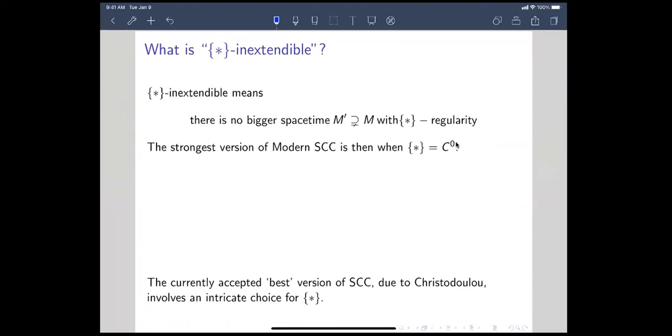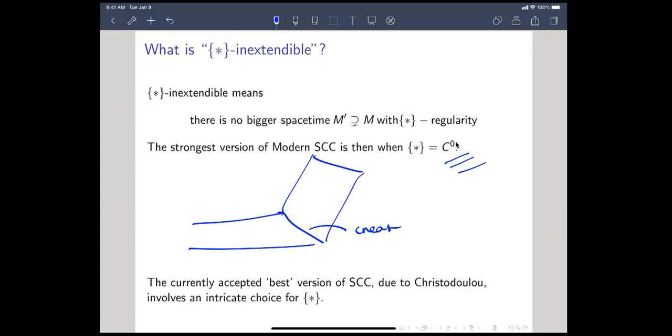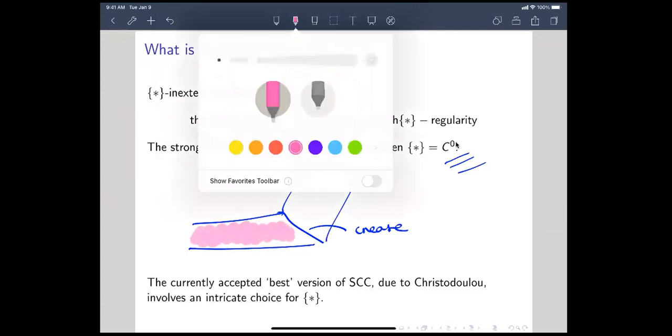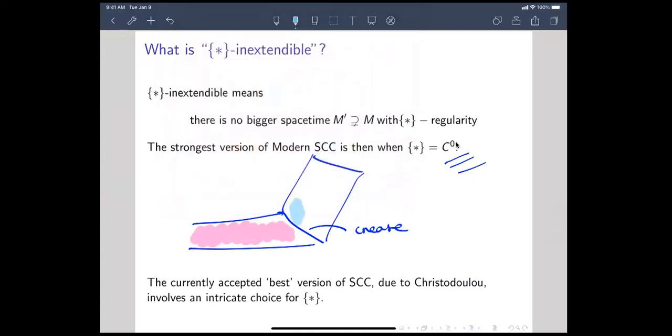So this is my comment about strong cosmic censorship and extendability. If the regularity is allowed to be C0, which is mathematical jargon for continuous, then of course your extensions could be very wild. For the sake of the talk, I'd like to give you a little picture of what I mean by that. If you had a piece of paper and I creased it in the middle, then I can continuously extend this region into that region, but I cannot C1 extend it. So C0 is okay, but C1 is not okay.